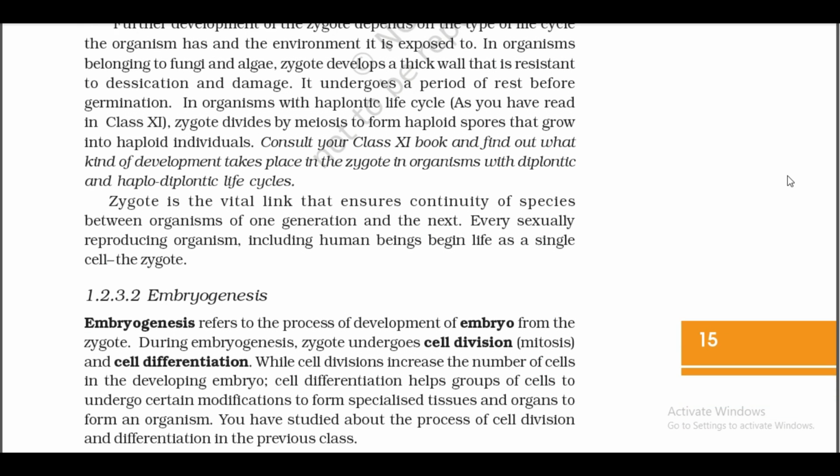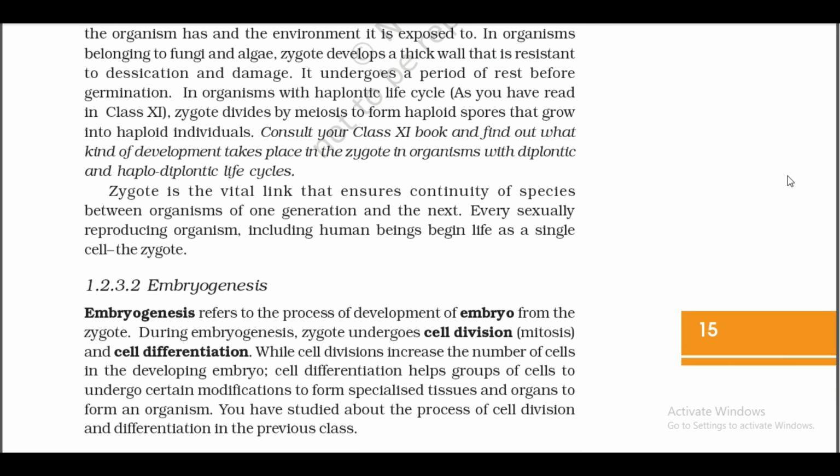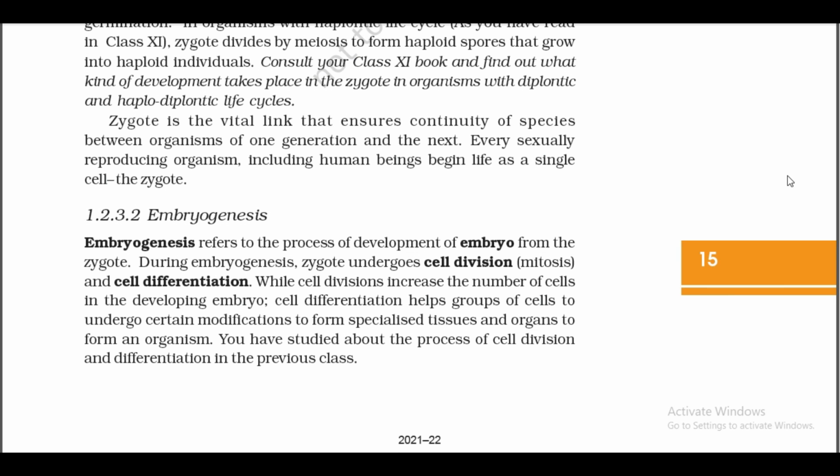Consult your class 11 book and find out what kind of development takes place in the zygote in organisms with diplontic and haplodiplontic life cycles. Zygote is a vital link that ensures continuity of species between organisms of one generation and the next. Every sexually reproducing organism, including human beings, begins life as a single cell, the zygote.